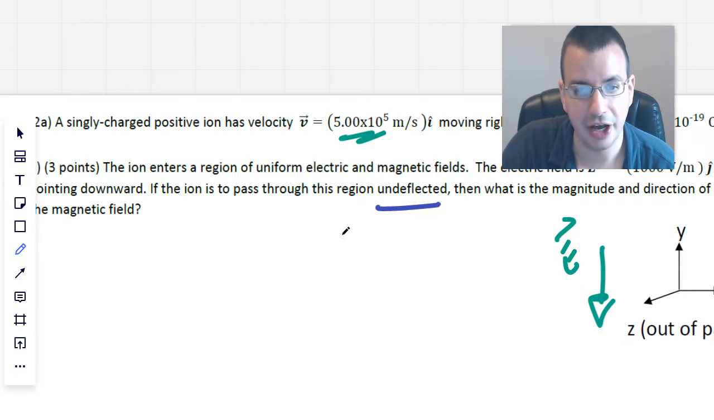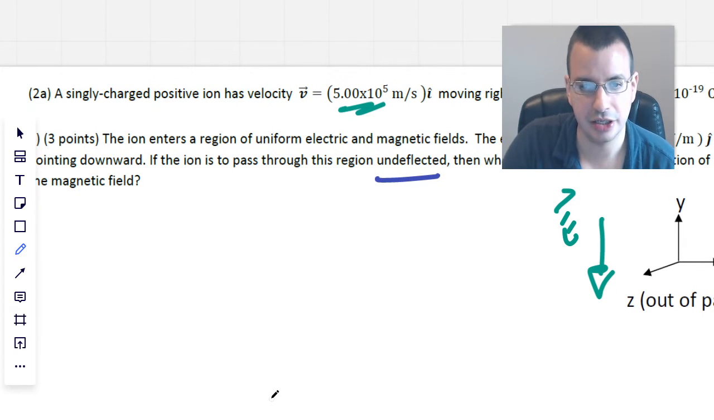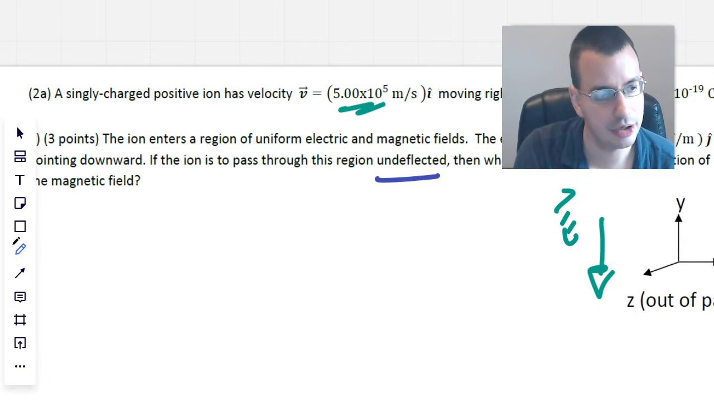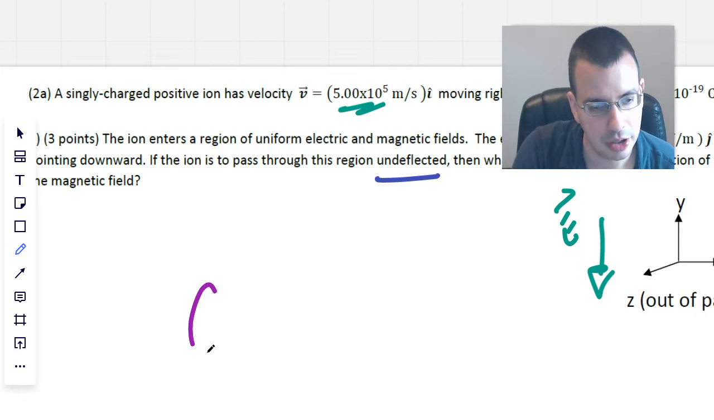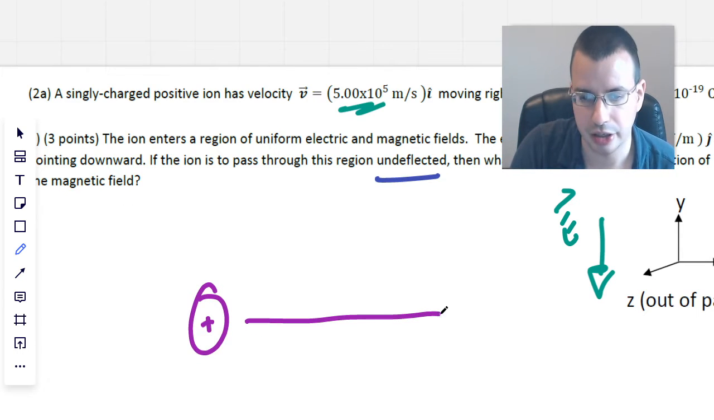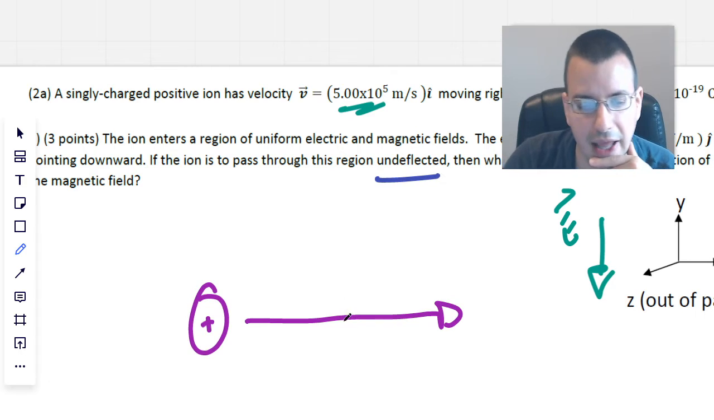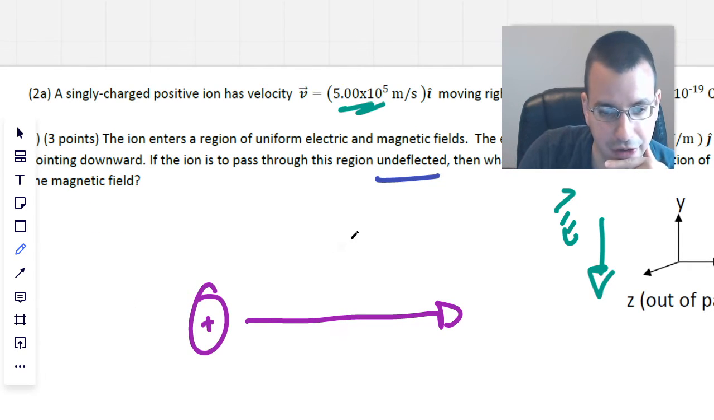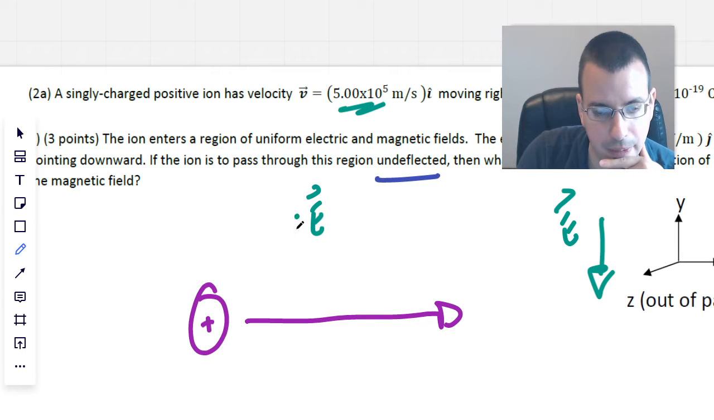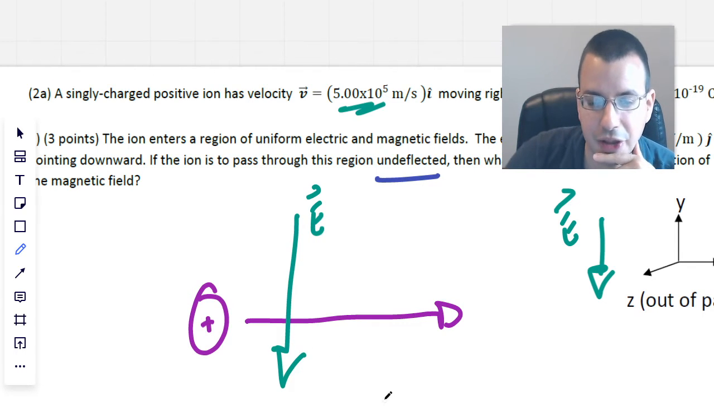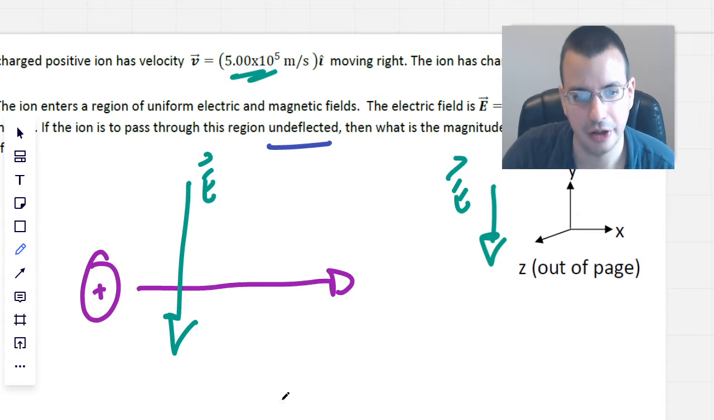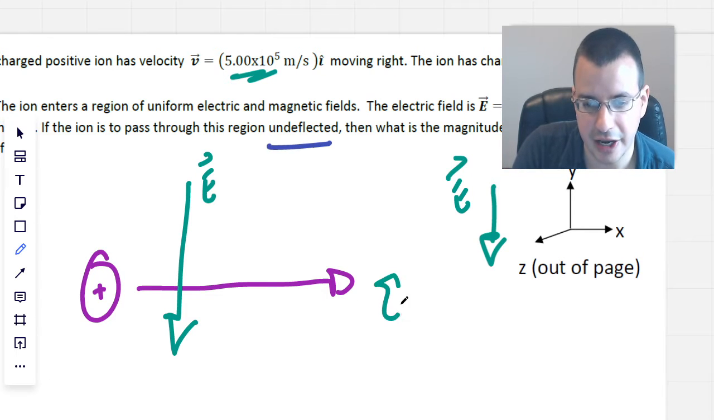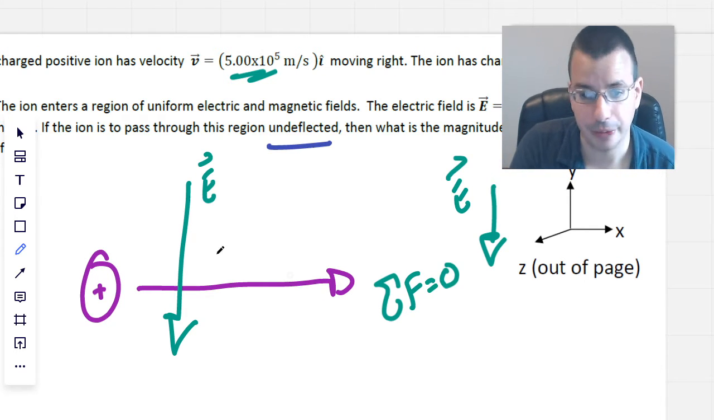Okay, and then undeflected means that, so we're going to draw a picture here. A positively charged ion moving this way, and we have an electric field, so electric field pointing downward. And then we have some mystery B field that's causing net force to equal 0.